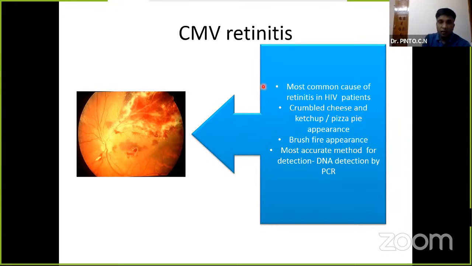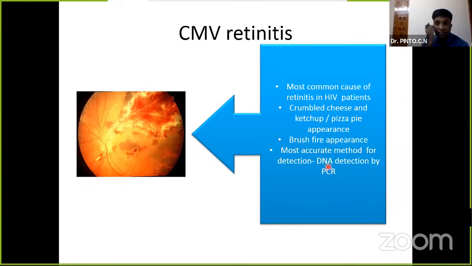So, what are the other names for CMV retinitis? The other names are crumbled cheese or ketchup appearance, pizza pie appearance, or brush fire appearance. Okay, all three terminologies are very important. They might ask in the exams. And how do you diagnose CMV retinitis? One is based on the clinical appearance, and how do you conclude the diagnosis? By doing a PCR.